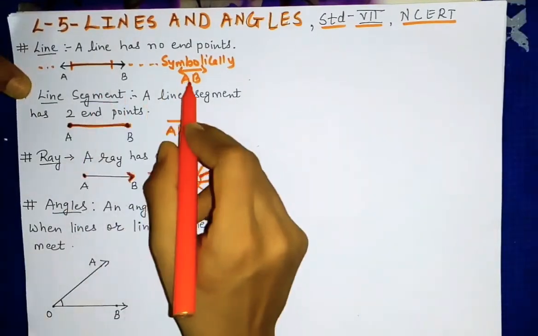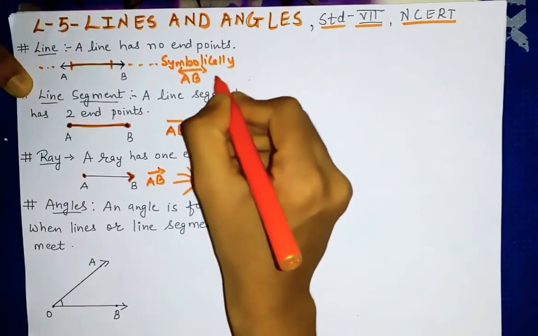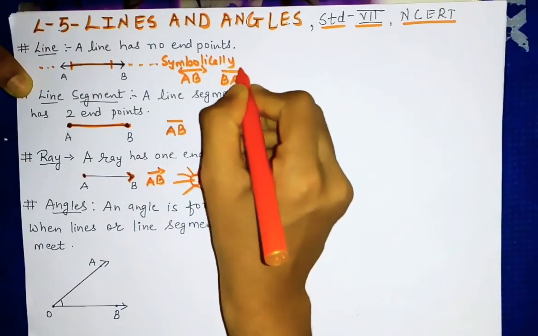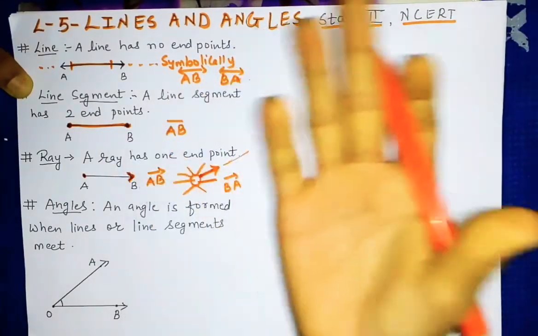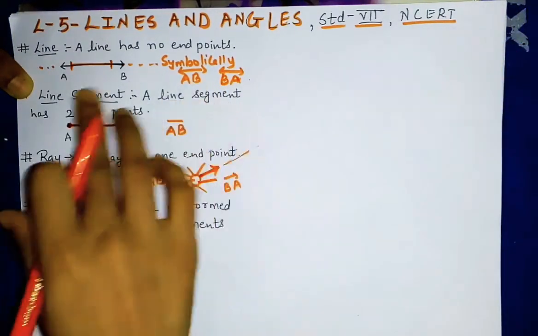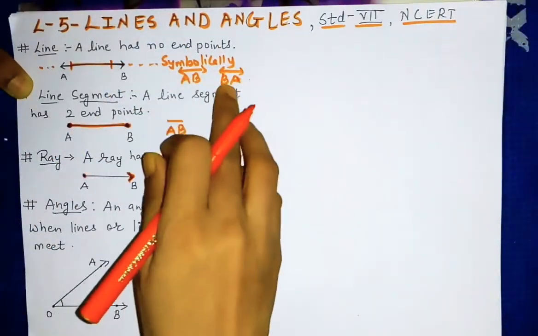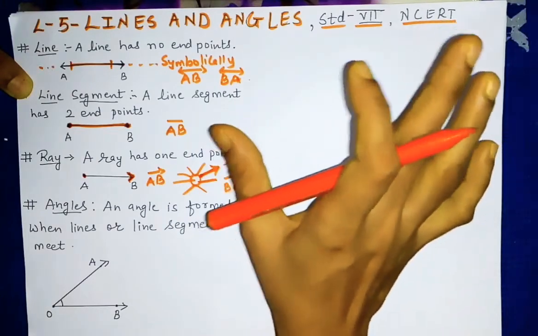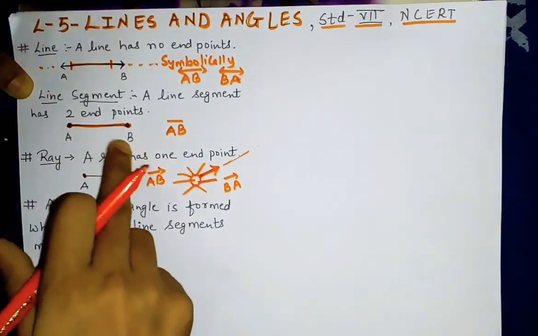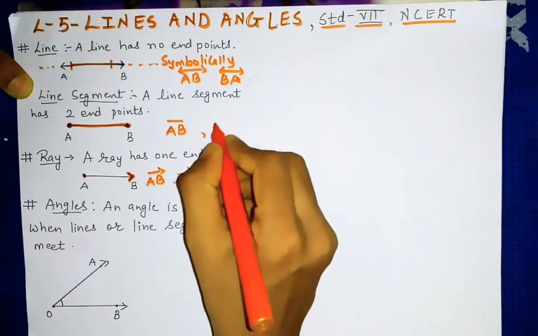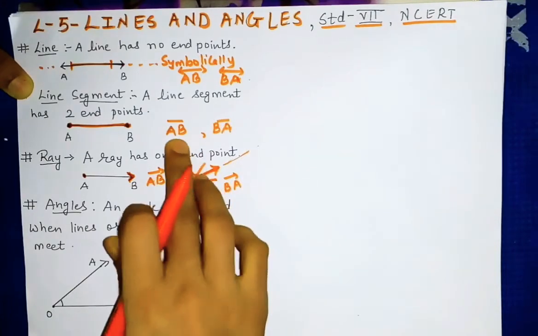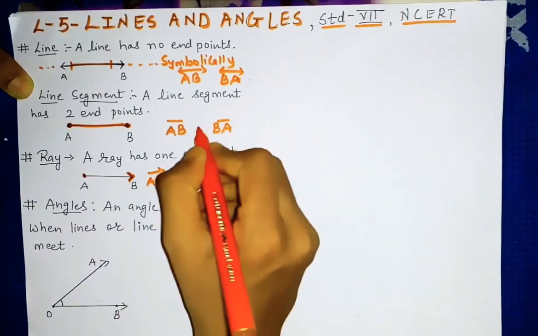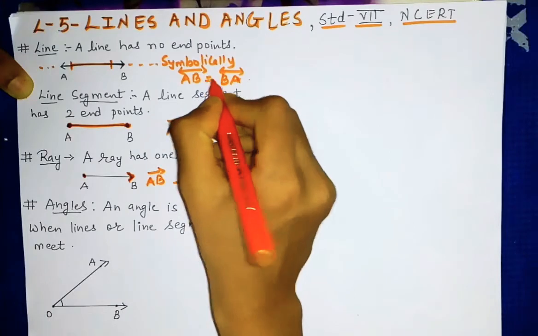Line AB, we can write it as BA. AB and BA are both equal for a line, because an arrow is there on both sides. So whether you write AB or BA, it will not make a difference. In the same way, line segment AB you can also write as BA. Here also AB and BA are both the same, both are equal.